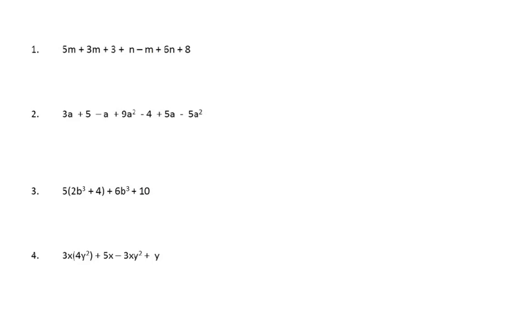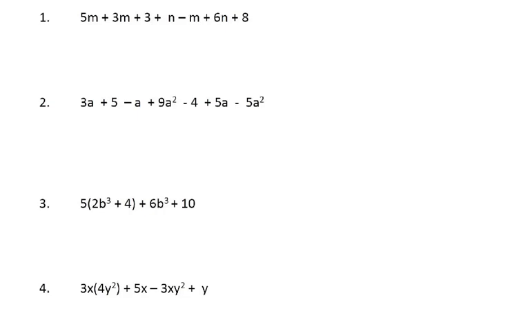Okay, so number 2, I'm going to rewrite it off to the side. So I have 3a plus 5 minus a plus, whoopsies. Okay, let's try that again. So I have 3a plus 5 minus a plus 9a squared minus 4 plus 5a minus 5a squared.